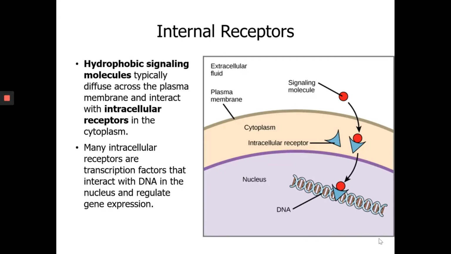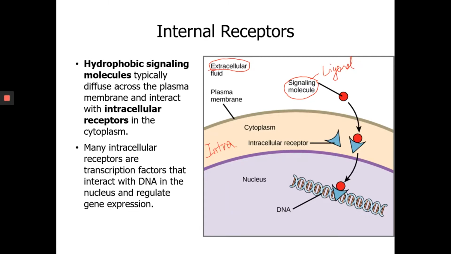So this is the figure that demonstrates how internal receptors work. This is the cell membrane, and this is going to be the extracellular space, the exterior, and then this is the interior, the intracellular space, inside the cell. Now you are going to have signaling molecules, which, if you remember, are also known as ligands.